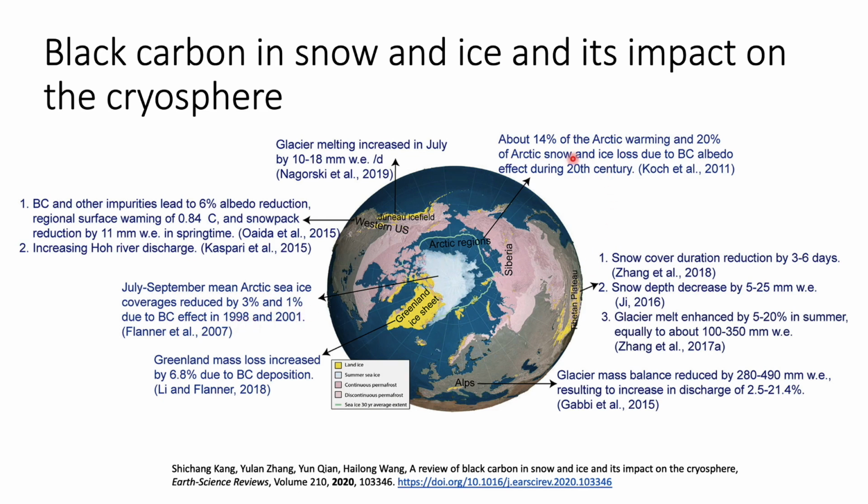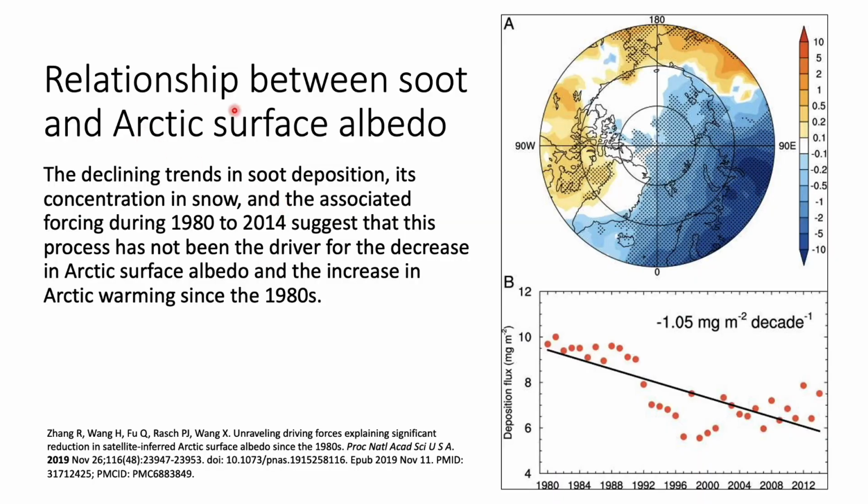So many of these things actually talk about when there is black carbon, that actually affects the melting of sea ice, also it affects the albedo. So here is the relationship between the soot and the Arctic surface albedo. These are all the factors we have seen earlier, and now we are looking at the observed phenomenon or factors, how these factors are affecting the Arctic amplification as well as the albedo effects.